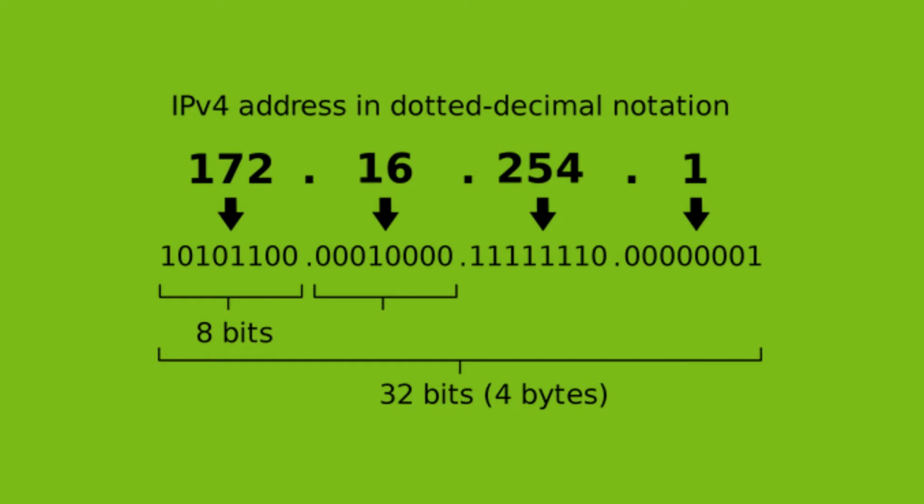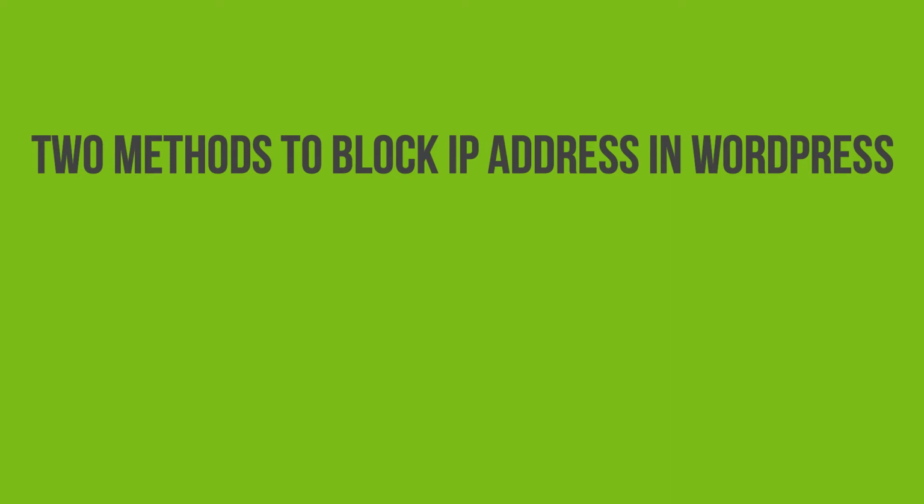IP addresses also help you identify visitors and their activities on your site, so you can block the IP address of the visitors who post unwanted comments or spam on your website. Today, I will teach you two very easy methods to block IP addresses in WordPress.